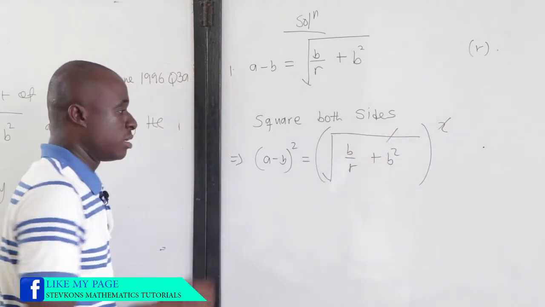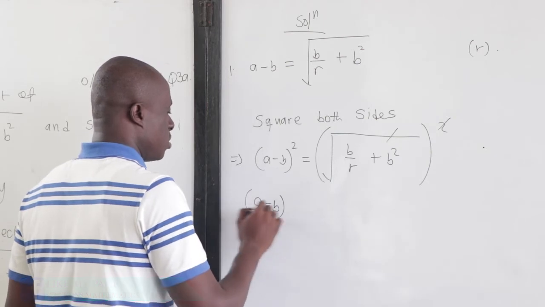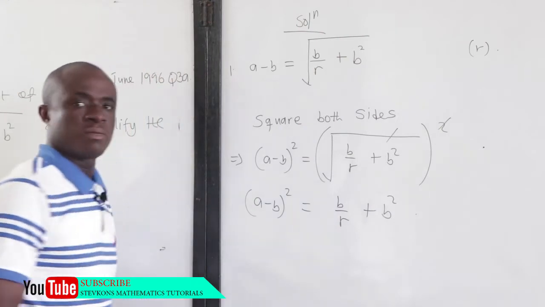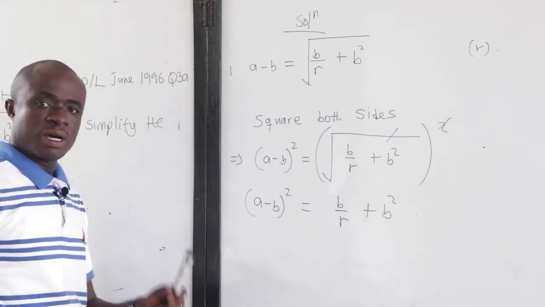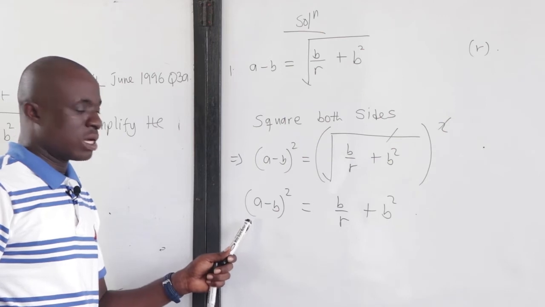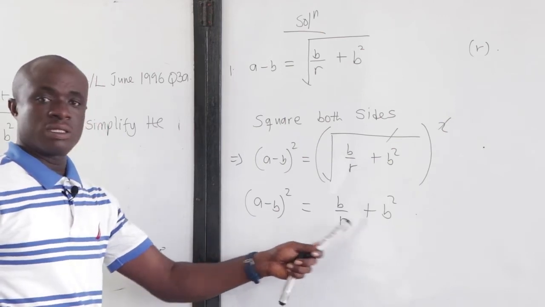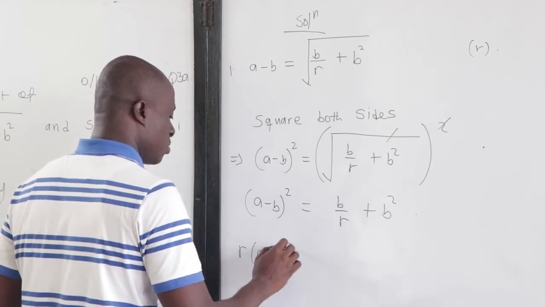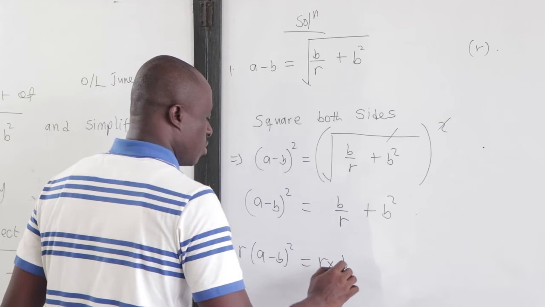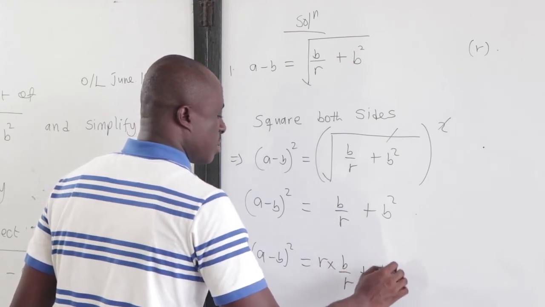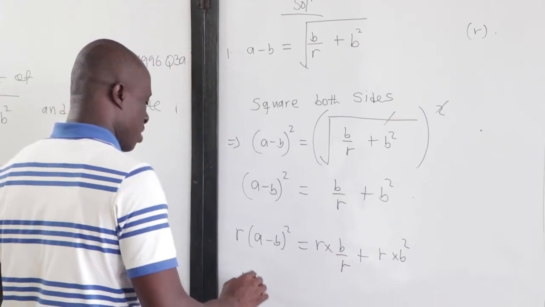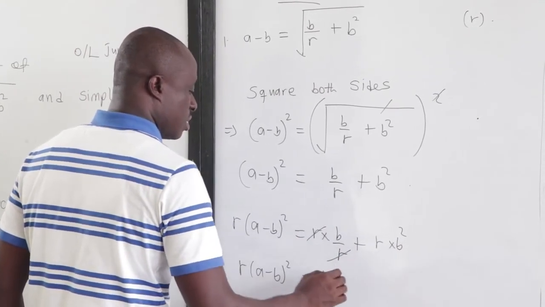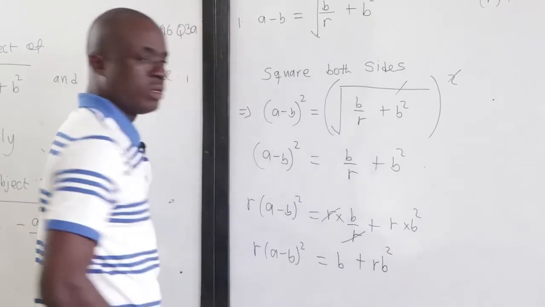This is cancelling out that, so you have (A minus B) squared equal to B over R plus B squared. We want to make R the subject. Now, what can we do over here? What's the LCM? The LCM is R. Multiply each term by R. So you have R times (A minus B) squared equals R times B over R plus R times B squared. So you have R(A minus B) squared equals B, because this and this will cancel, plus R B squared.